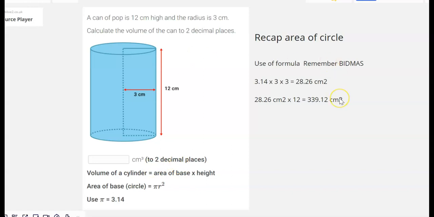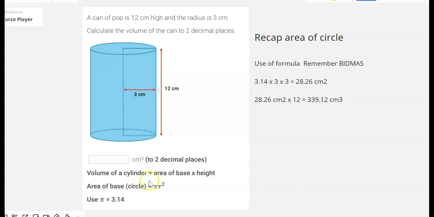Okay, so applying the formula. We've done a lot of work on that. We have to substitute the figures that we know in first, and then remembering the rules of BIDMAS, work out the calculation. So if we do the substitution, it's here.